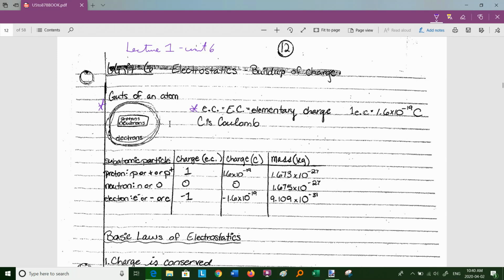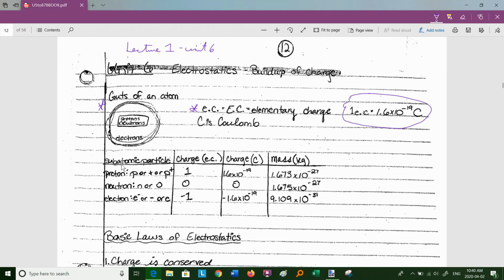Some of you may remember coulombs from previous courses, and a coulomb is 6.25 by 10 to the 18 elementary charges. So that's a really large unit. Take the reciprocal, 1 elementary charge is 1.6 by 10 to the -19 coulombs. So that is the conversion factor between them. And sometimes we'll talk about microcoulombs, picocoulombs, nanocoulombs, things like that.